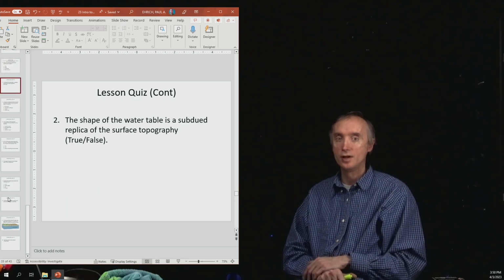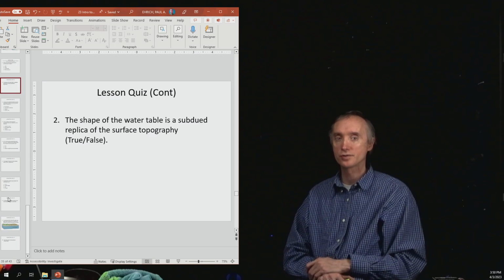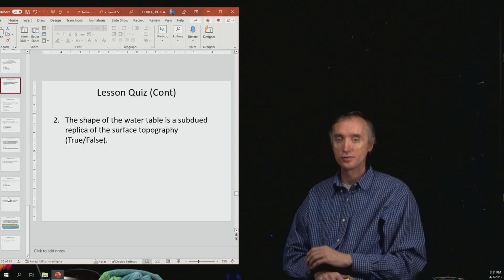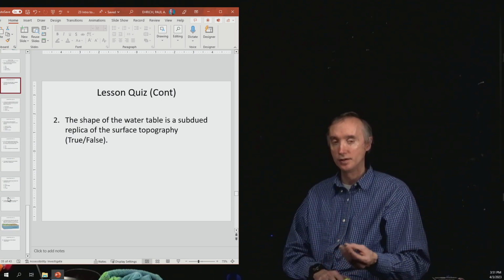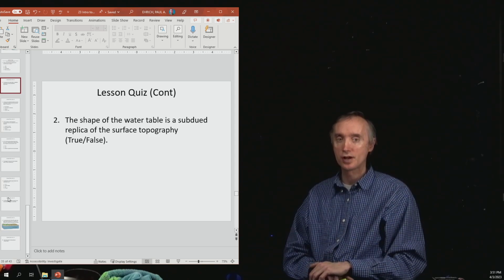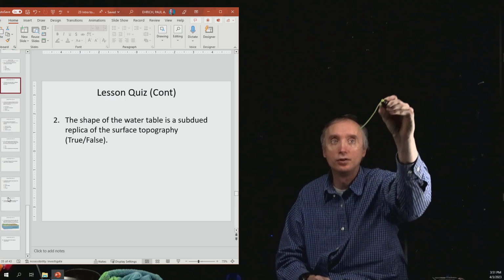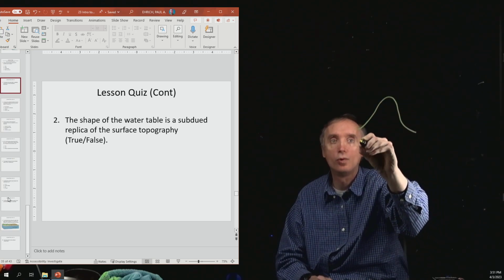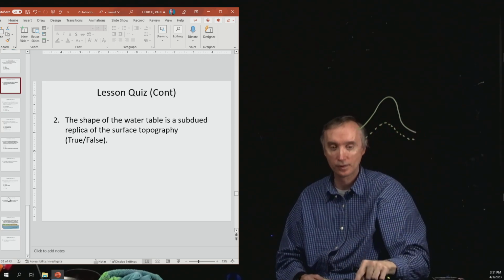Question number 2. The shape of the water table is a subdued replica of the surface topography. That is true. Now, under certain circumstances, the water table might have a different shape depending on the geological structures that are underneath it. But in general, if you have a hill like this, then the water table is going to make a subdued version of the hill.